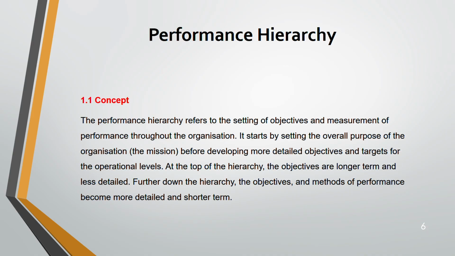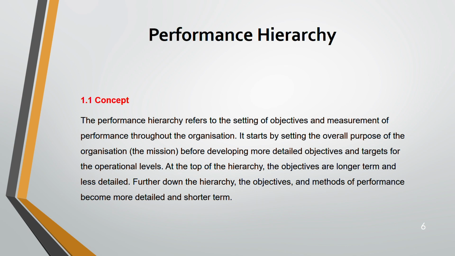Performance hierarchy means you are setting an objective, okay, and the measurement of that performance throughout the organization. So you start with an overall purpose. That's how you start. It's like you start with a mission. Before you develop any detailed objectives or targets or CSFs or KPIs, you need an overall purpose. That's your mission first, which is at the top of the hierarchy. That's why it is known as performance hierarchy. Okay. The missions are set at the top of the hierarchy.